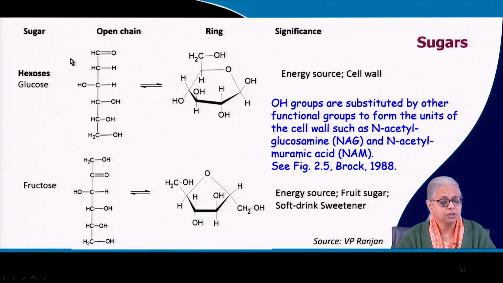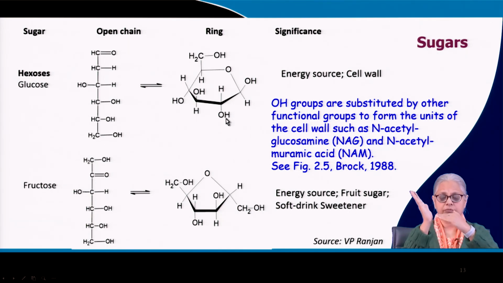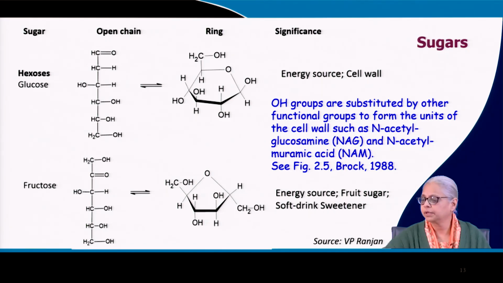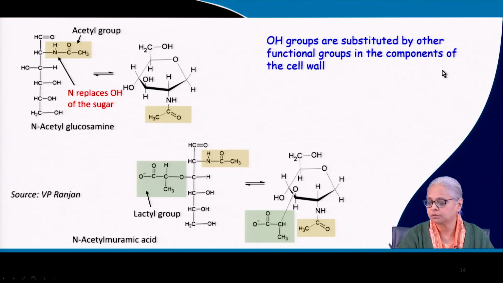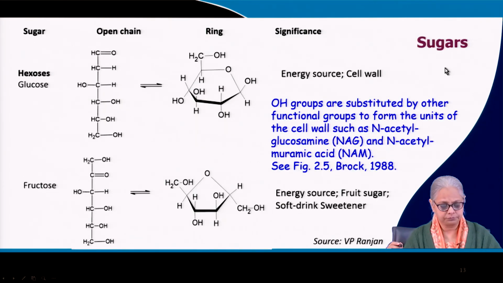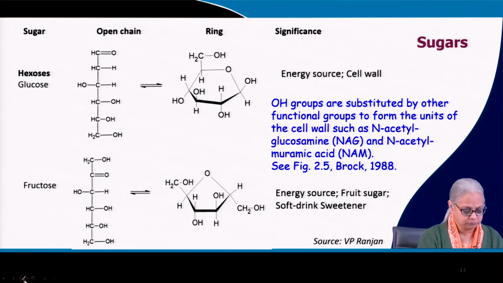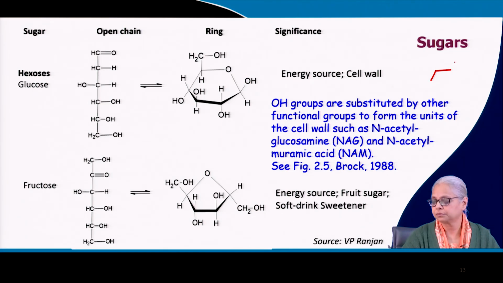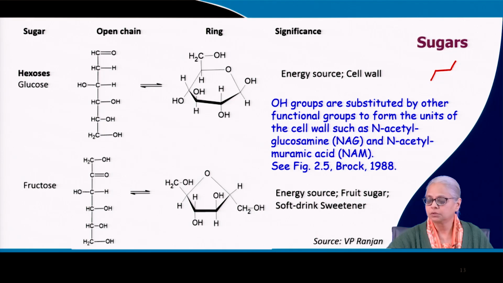Then we come to glucose. Glucose is a hexose. It means it has 6 carbon atoms, and these 6 are shown over here in open chain form, and in ring form you can see the spatial arrangement. You probably know that glucose forms a chair structure. This is the structure of a glucose molecule.